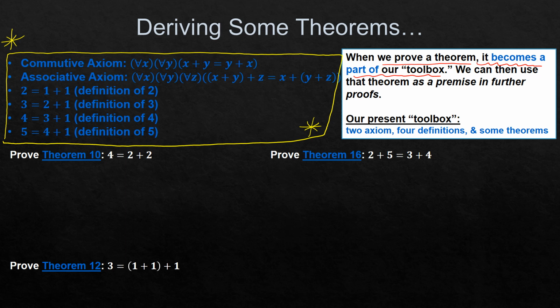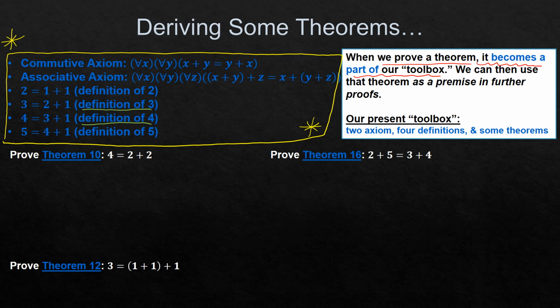For example, Theorem 10 states that 4 is equal to 2 plus 2. We want to prove that, but we can only prove that with our toolbox. We cannot resort to any other premises. So what do we have? We have the definition of 4. 4 is identical to 3 plus 1. We also have the definition of 3, which tells us that 3 is identical to 2 plus 1.